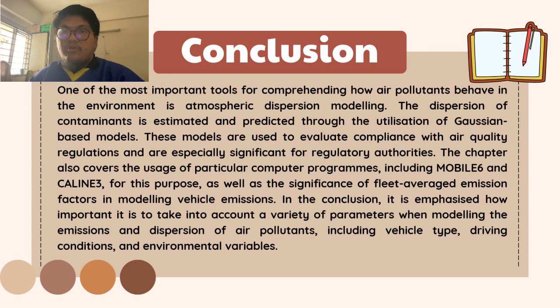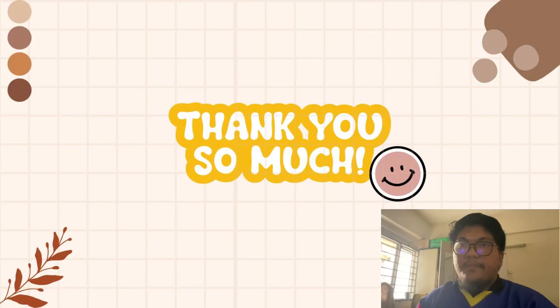The chapter also covers the usage of particular computer programs including Mobile 6 and CA Line 3 for this purpose, as well as the significance of fleet average emission factors in modeling vehicle emissions. In the conclusion, it is emphasized how important it is to take into account a variety of parameters when modeling the emissions and dispersion of air pollutants, including vehicle types, driving conditions, and environmental variables. That's all from me.